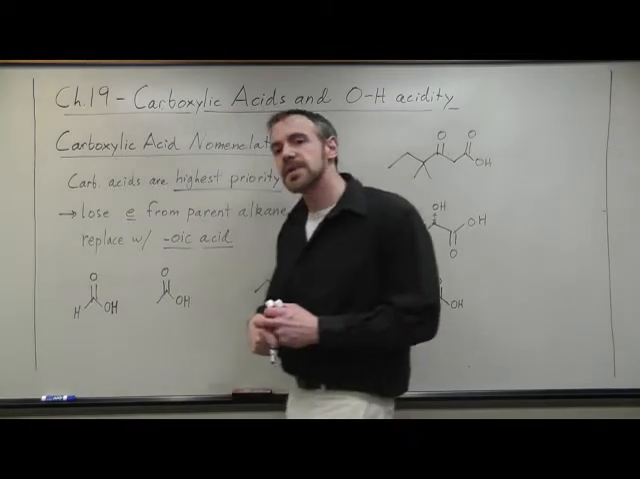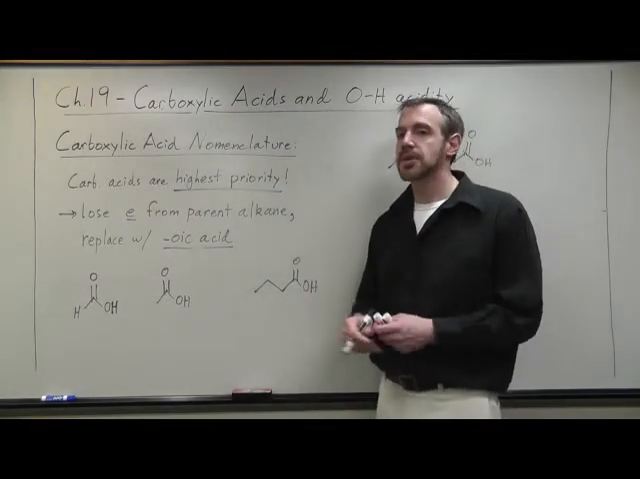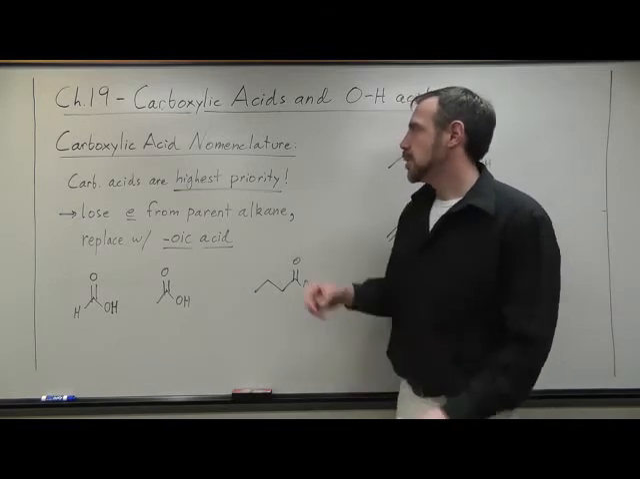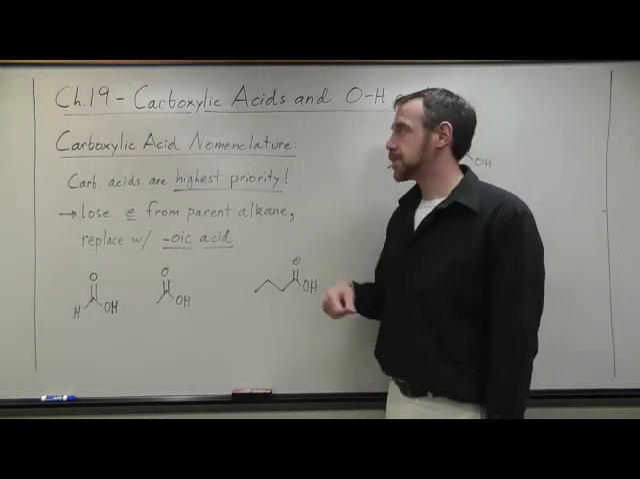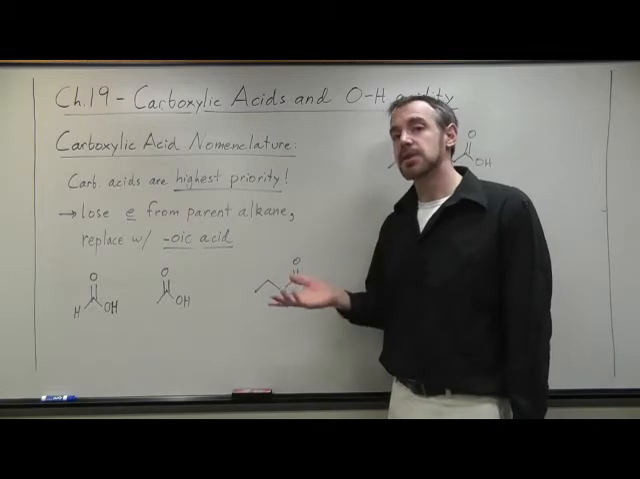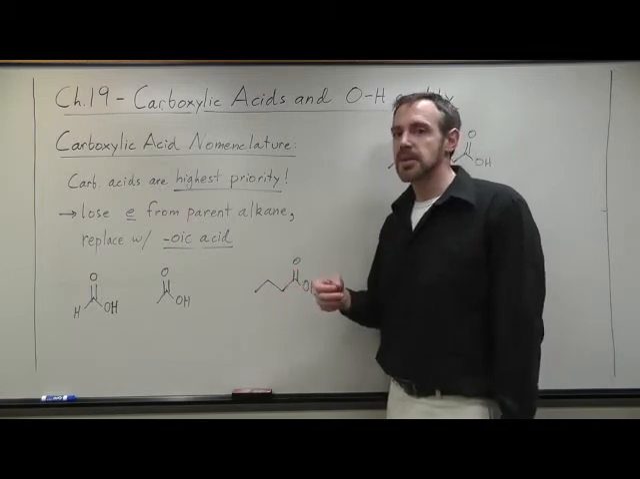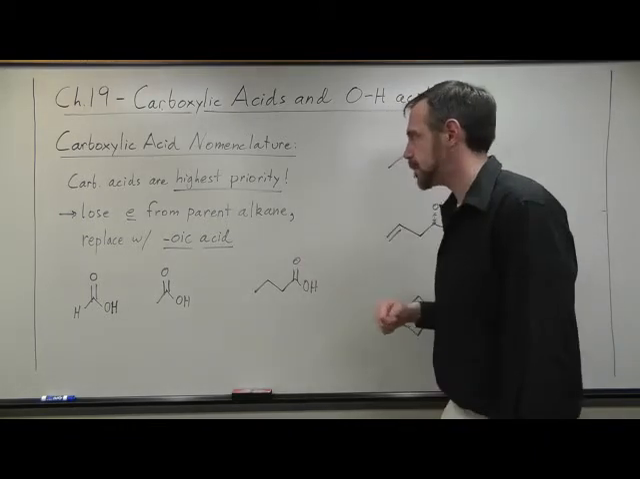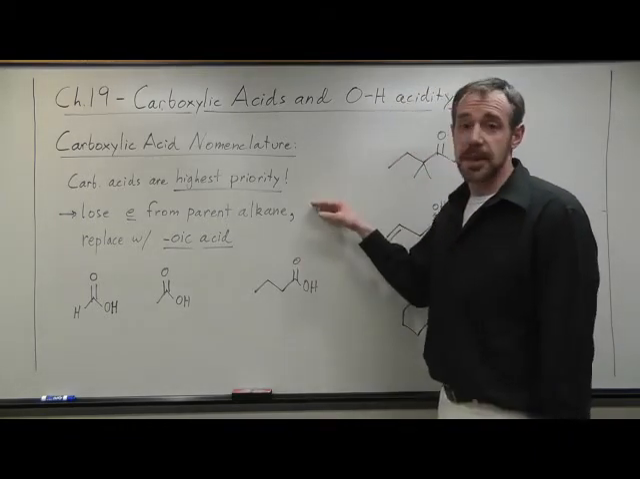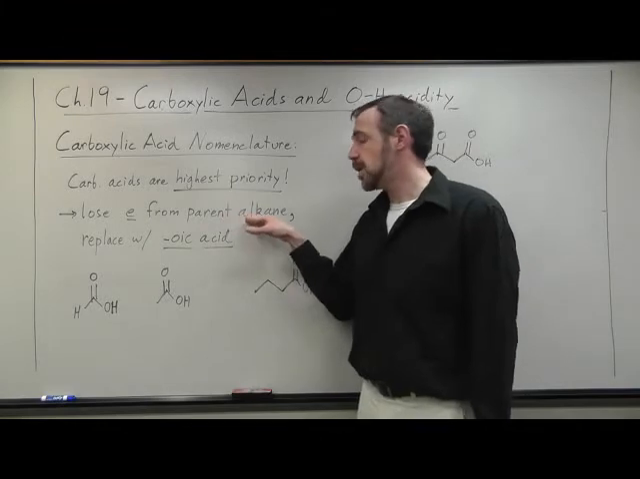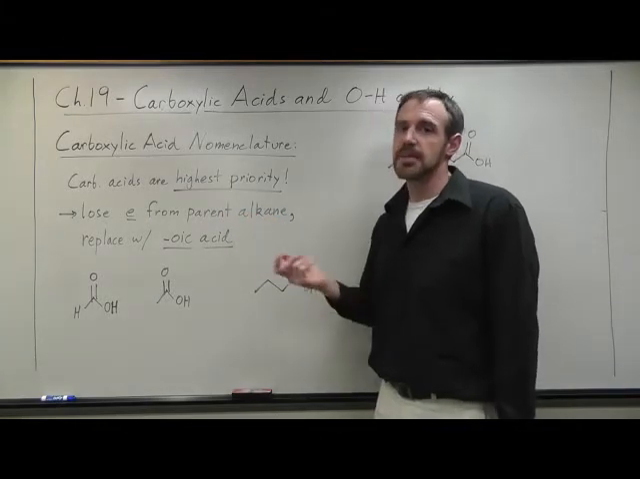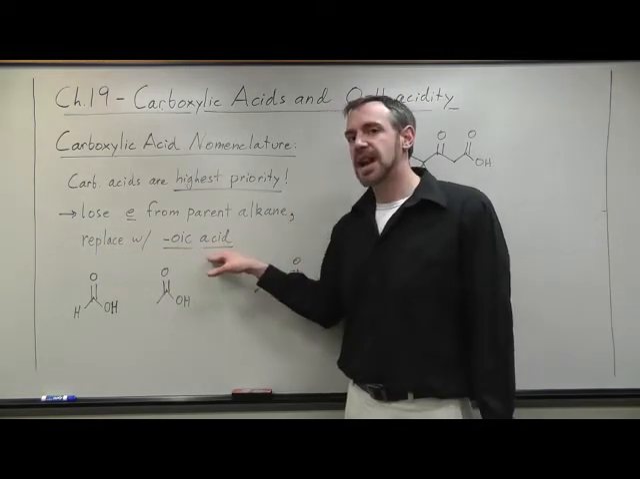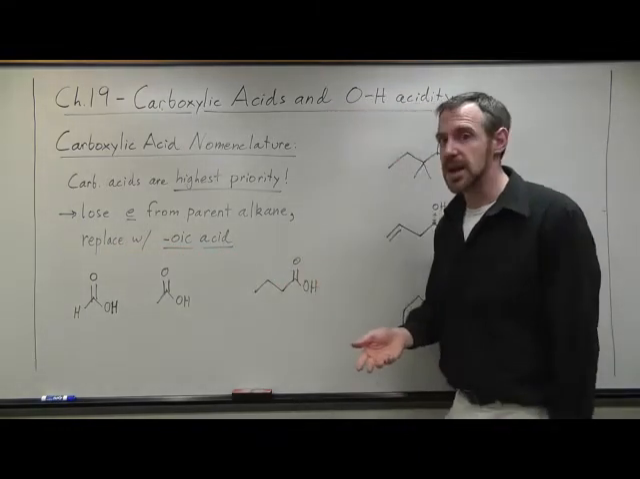Okay, this short video is over carboxylic acid nomenclature, so this adds on to all the other nomenclature rules we have at this point. Carboxylic acids have the highest priority of any functional group we've looked at, and so essentially they will always be the parent functional group. In order to name them as the parent, whatever the parent alkane was, you're going to drop the E like we always do, and for carboxylic acids you replace it with oic acid for IUPAC naming.